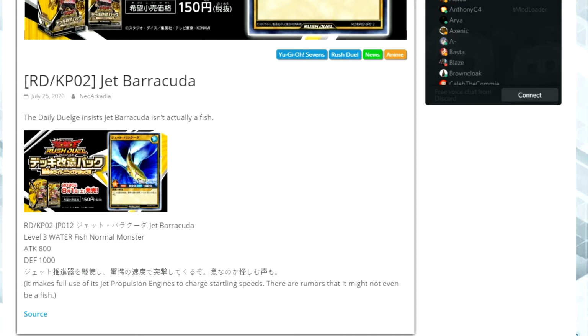So today we're looking at a brand new card being used within the Yu-Gi-Oh! Rush Duels structure deck, and it's another normal monster. This time it's called Jet Barracuda. It's a level 3 water fish normal monster with 800 attack and 1000 defense. It makes full use of its jet propulsion engines to charge at starting speeds. There are rumours that it might not even be a fish.